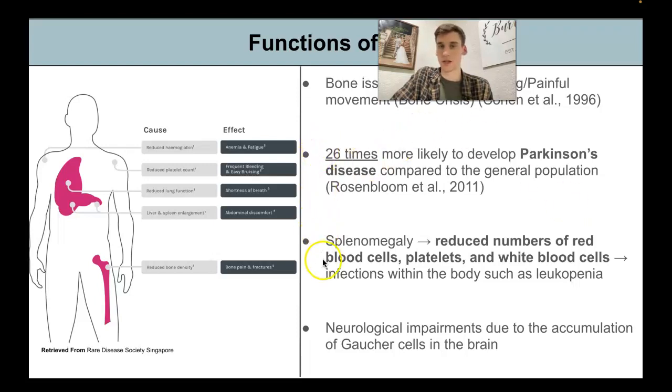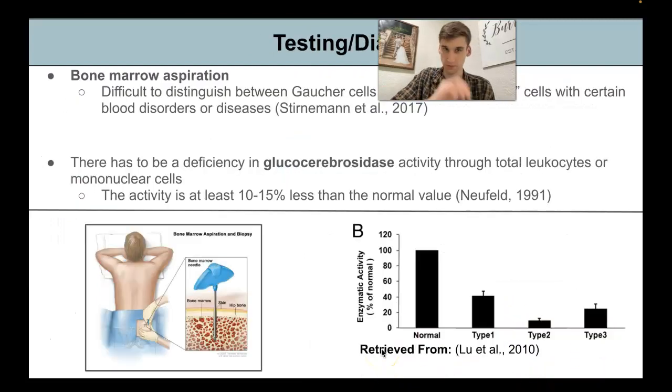And something else that's important here is that with an enlarged spleen, we get that reduced number of red blood cells, platelets, and white blood cells. So we have a higher chance of getting sick and infections, and especially with fatigue. And then the idea that we get neurological impairment is due to the fact that we accumulate these Gaucher cells within the brain. Okay, so how can we test or diagnose this?